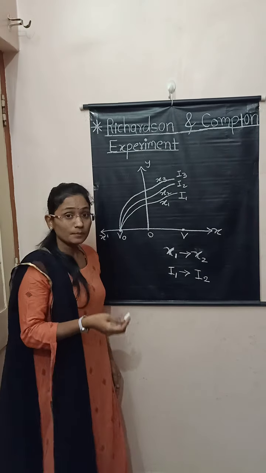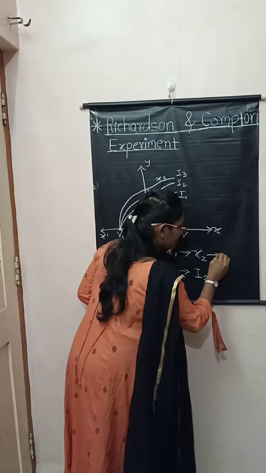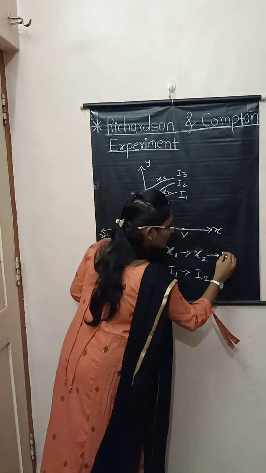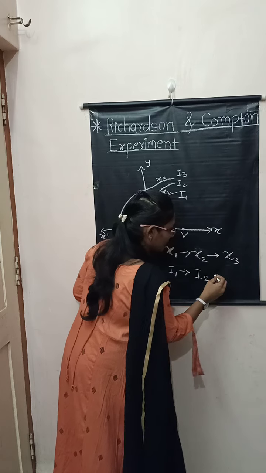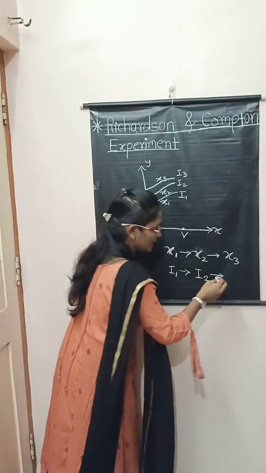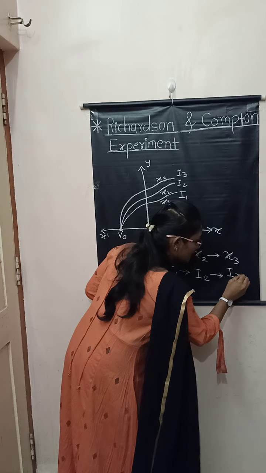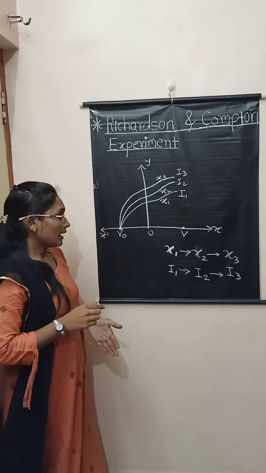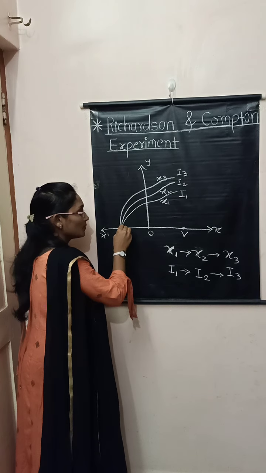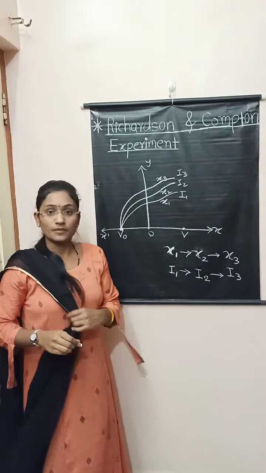Then again the intensity increases, from X2 to X3. So when the intensity is X3, the current also increases with respect to that intensity, so the current is I3. But at that time also there is no variation in the retarding potential.